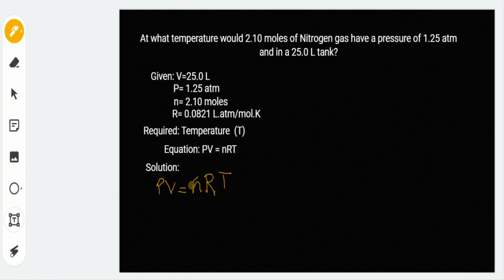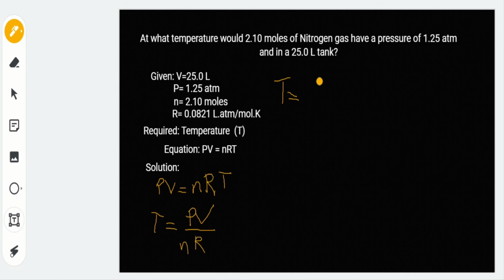Gagawin lang natin to. Itong amount of gas, which is N, and the universal gas constant, ilagay natin dito sa baba ng pressure and volume so that we have the derived equation. So, we can say that temperature of nitrogen gas in Kelvin is equal to pressure times volume over the amount of gas in moles times the universal gas constant. So we can now substitute the values here.